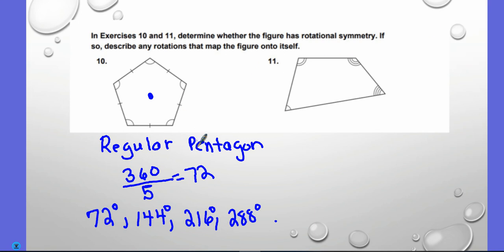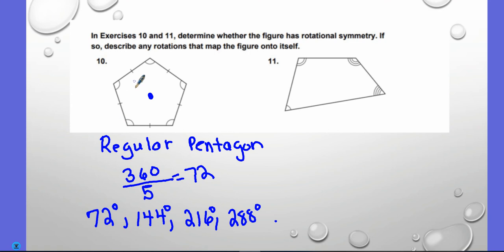And so as long as the figure is a regular polygon, all you have to do is take 360 and divide it by the number of sides, and that'll tell you how many times you can rotate it. And you can get the number of degrees by adding the original degree to each one. Or you can just multiply, 72 by 2, 72 by 3, 72 by 4.